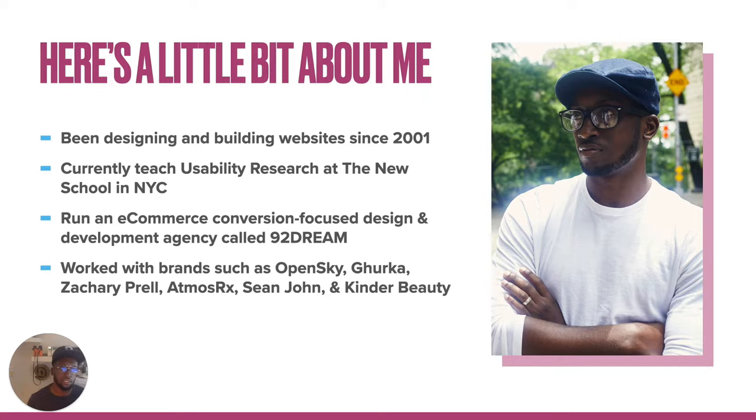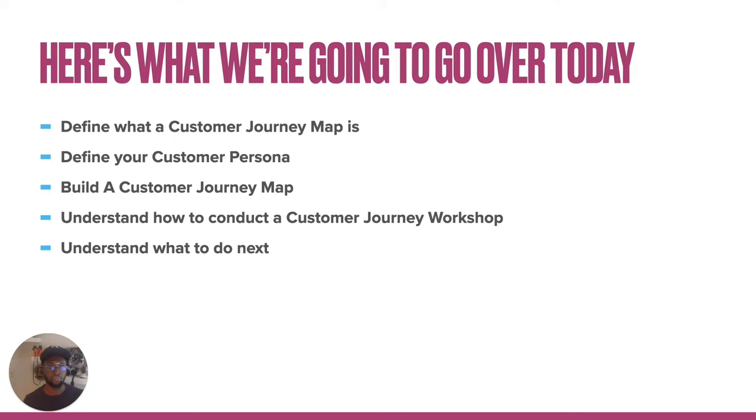Here's a little bit about myself. I've been designing websites and building websites since 2001. I currently teach usability research at the New School in New York City. I run an e-commerce conversion-focused design and development agency called 92 Dream. And I've worked with brands such as OpenSky, Gurkha, Zachary Perel, AtmosRx, Sean John, and Kind of Beauty.